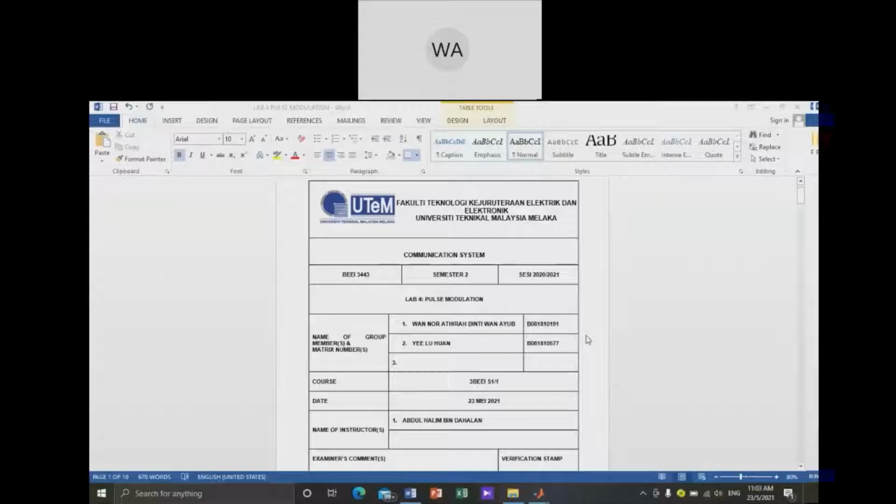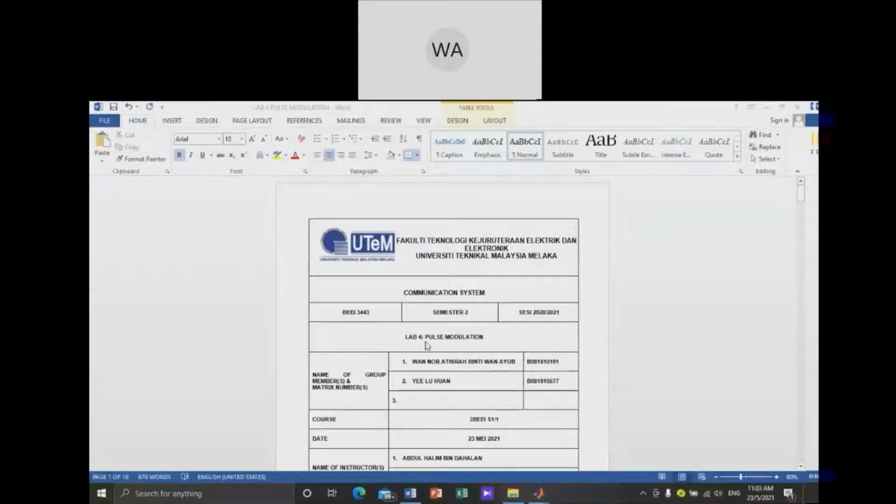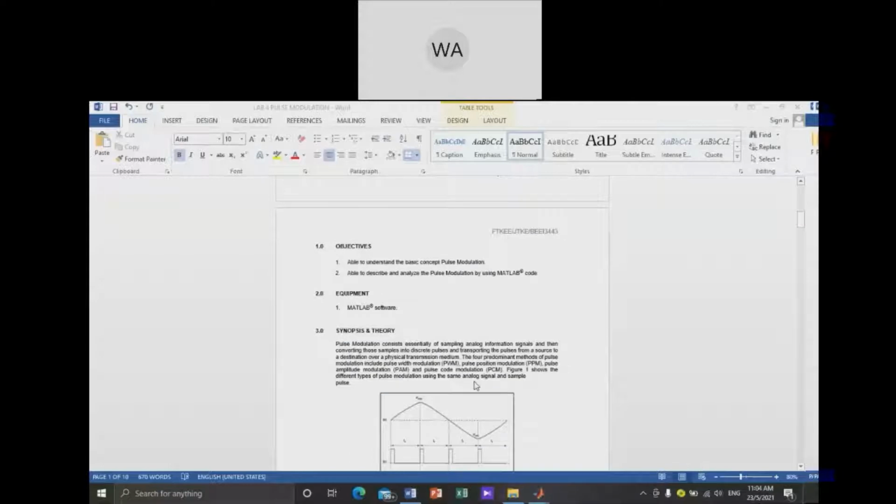Okay, nama saya Wana Atirah binti Wan Ayu. Grup 9, Section 113 BEEI. Okay, saya teruskan dengan lab 4, Pulse Modulation. Objektif untuk pulse modulation ini untuk kita dapat memahami basic concept of pulse modulation dengan dapat describe and analyze the pulse modulation menggunakan MATLAB.